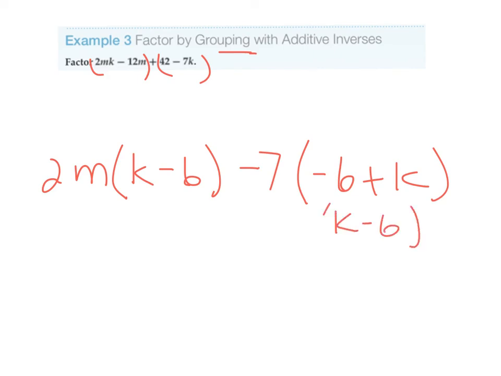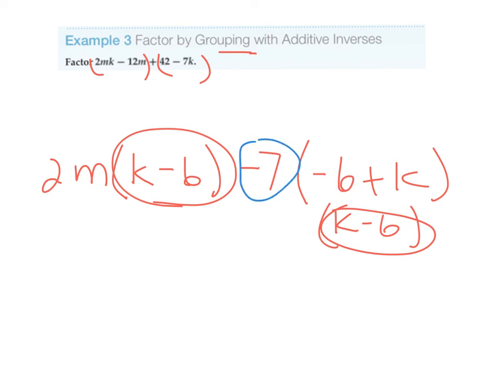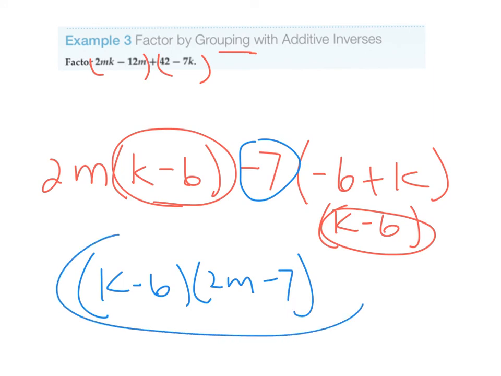And the reason we want to do that is, remember, we want the parentheses to be exactly the same. So this is just dividing out with a negative number, and it changes, so we end up with the same thing. And by doing that, we now have our factors, which are k minus 6, which is what's in parentheses. And then the other parentheses is what's left over on the outside, and that's 2m minus 7. And so there's our answer, which is the factoring problem.